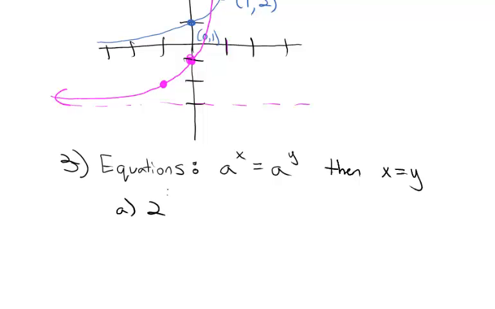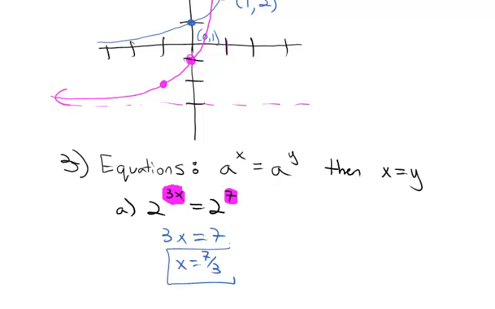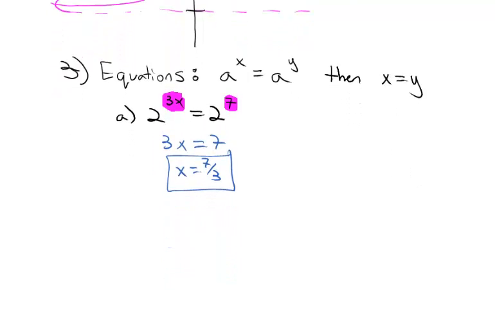For now, let's take a look at a couple examples. Let's say I have 2 to the 3x equals 2 to the 7th. Because we've got the same base, what we can do is we can say, well, then these exponents must also be the same. So 3x equals 7, and divide by 3, and x is equal to 7/3. That was probably too easy, though. Let's try one that's a little more involved.